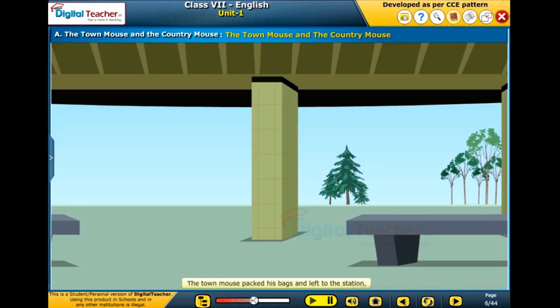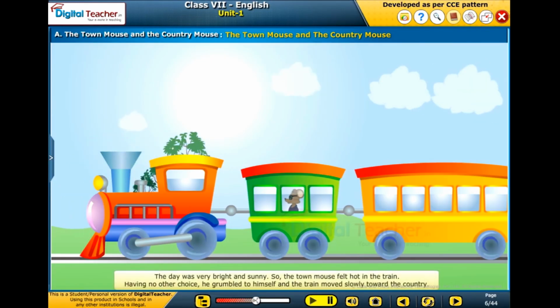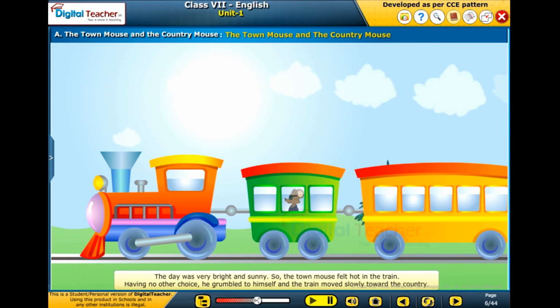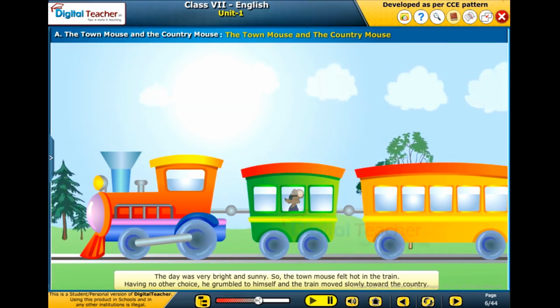The town mouse packed his bags and left to the station. The day was very bright and sunny, so the town mouse felt hot in the train.